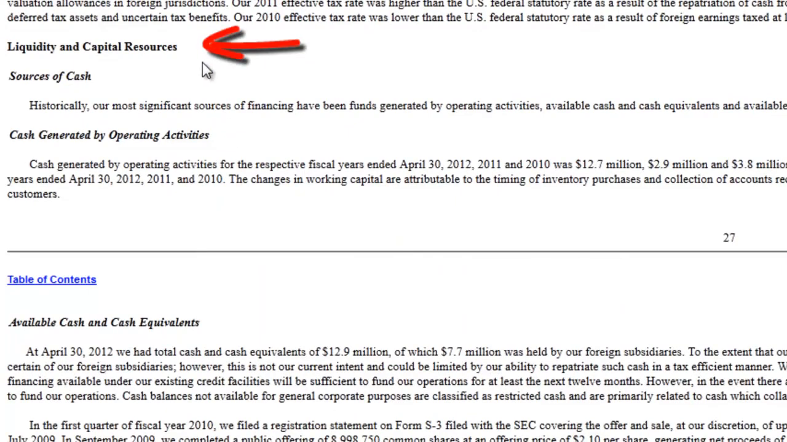Liquidity and capital resources, very, very important section. This is where you learn how much cash the company has, and how it generates the cash. Does it finance its operations through internally generated funds, or does it finance them by raising capital, whether by raising debt or selling shares? Again, a very important section to read and be aware of.